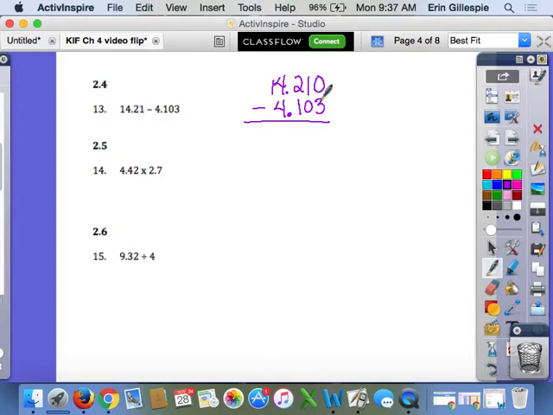So 0 minus 3 doesn't work, so I'm going to have to borrow from the 1, make that a 0, make this a 10. 10 minus 3 is 7. 0 minus 0 does work, that's 0. 2 minus 1 is 1. The decimal point just gets brought down to the same spot in the answer. 4 minus 4 is 0. And 1 minus, you could put in a placeholder 0 here if you want as well. 1 minus 0 is 1. So 10 and 107 thousandths is our answer there.